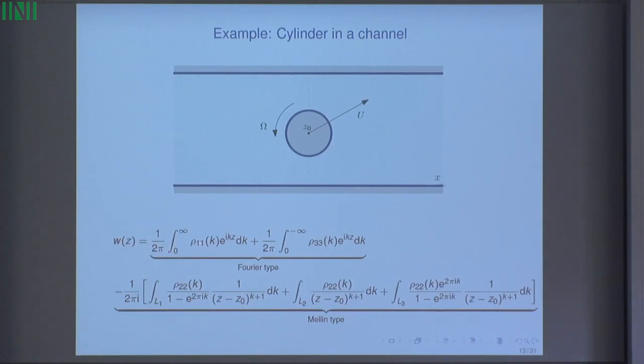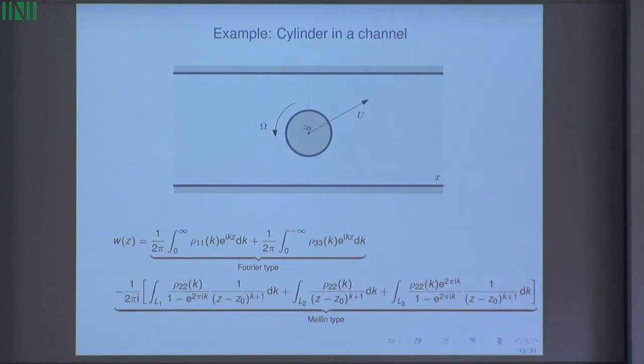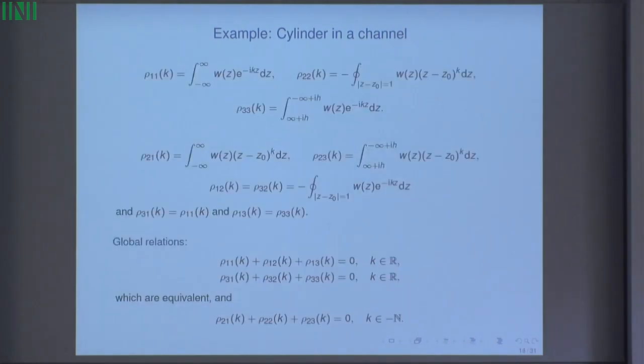these functions rho 1, 1, rho 3, and rho 2, 2 are given here. So these are Fourier and Mellin type transforms of the boundary data. So what we want to do again is, in this case, we have global relations which are given here, that the sum of these functions are 0 for all k real, and these are for the Fourier type, and these are for the Mellin type. So again, this is the idea, to analyze those relations to find these functions, and then go back, put them in your integral representation, and find your solution.